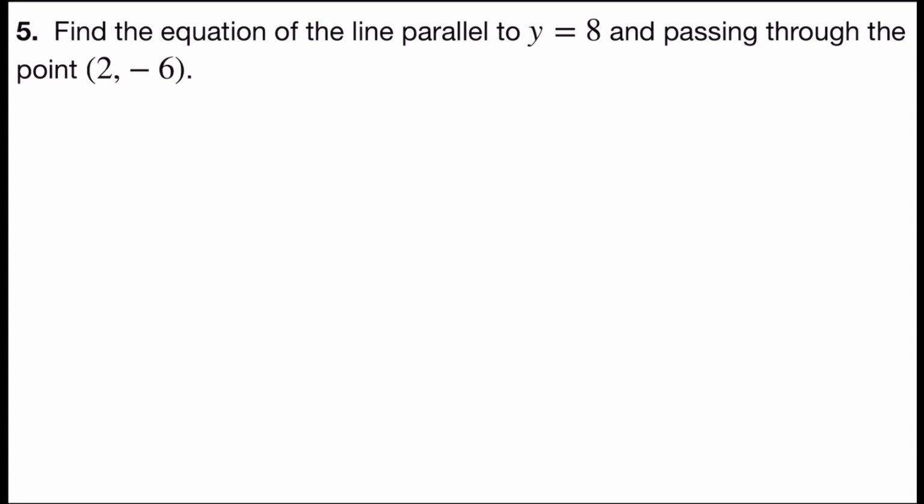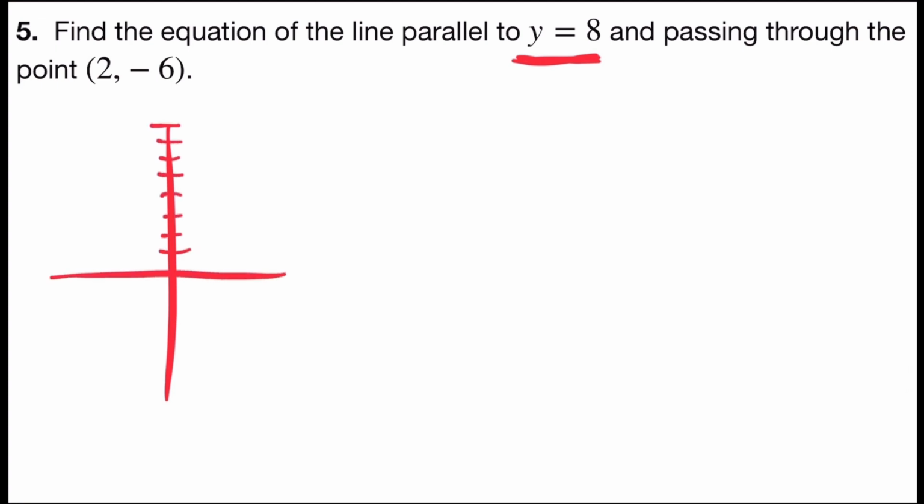Problem number 5 says find the equation of the line parallel to y equals 8 and passing through the point (2, -6). So this problem is a little different because y equals 8 is a horizontal line. We can use a graph to visualize this by drawing the line y equals 8, which is a horizontal line. All horizontal lines are parallel to one another.